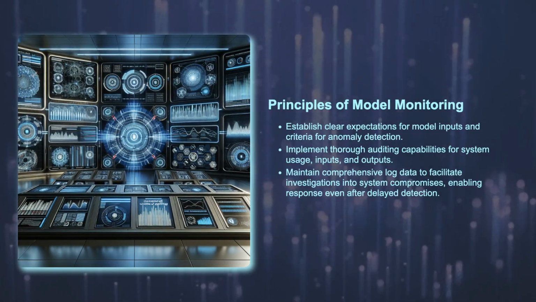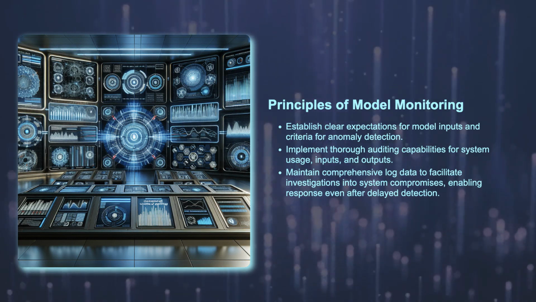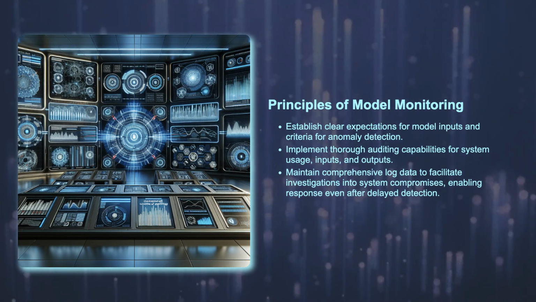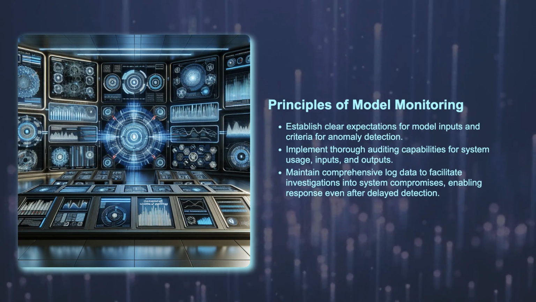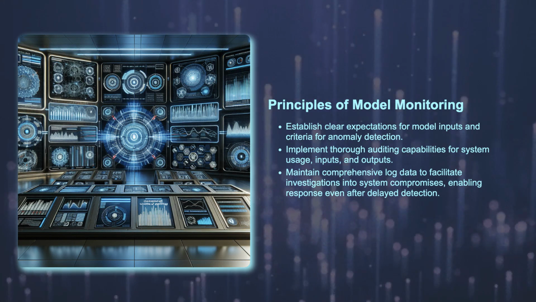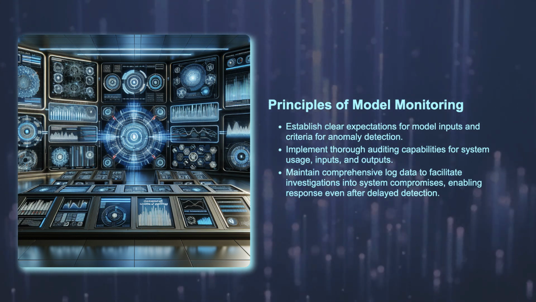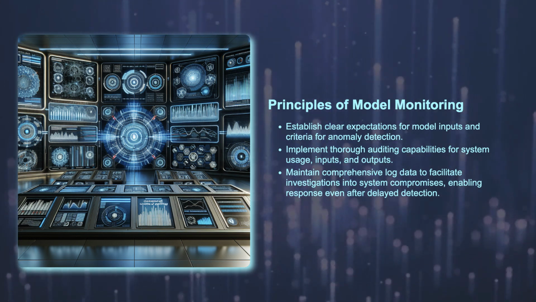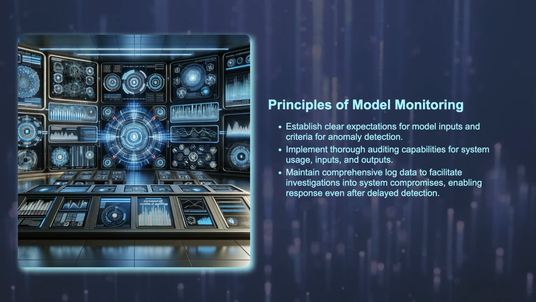What are the goals of this principle? You know what expected inputs to your model look like and have criteria to identify anomalous inputs. You can audit use of the system and its inputs and outputs. You have appropriate log data to allow you to investigate a compromise of your system, even if not identified immediately.